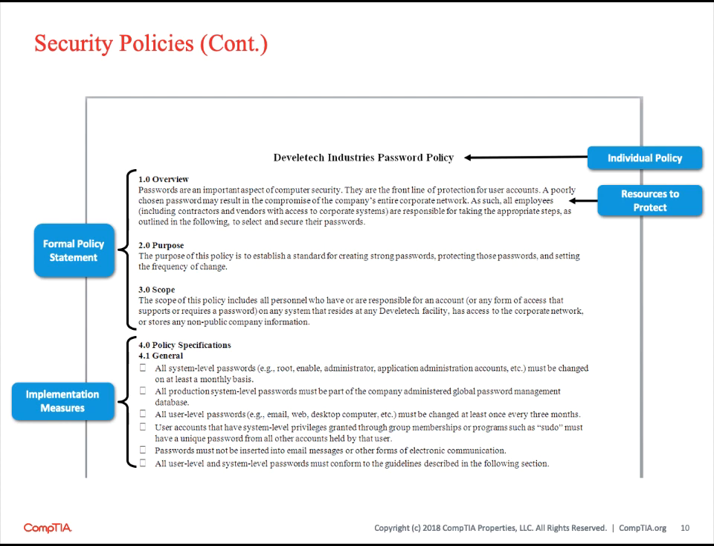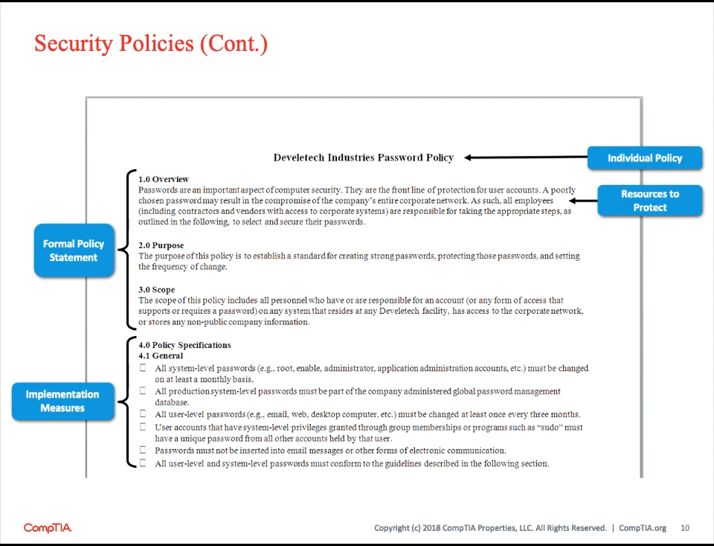So the scope of this policy is going to be anybody that has an account, right? And that on any system that resides in any Developtech facility, or anybody that has any access to the corporate network or stores any non-public company information. So that is the scope, right? It's pretty much everybody that has anything to do with Developtech's information or company, right? And then we have our implementation measures, which are underneath the policy specifications, right? And then we have our specifics on this, right?